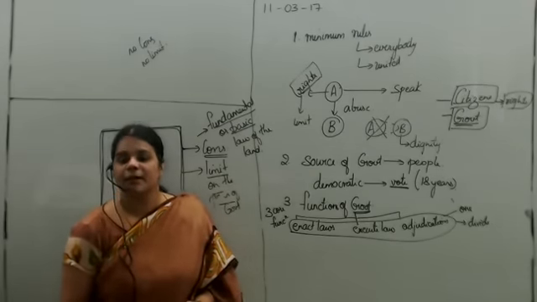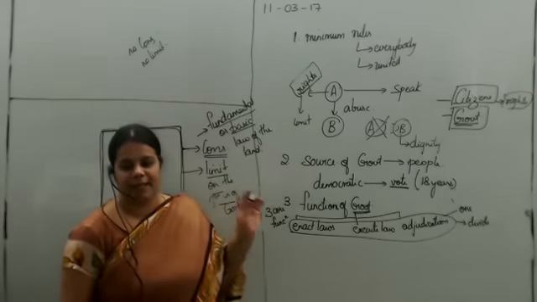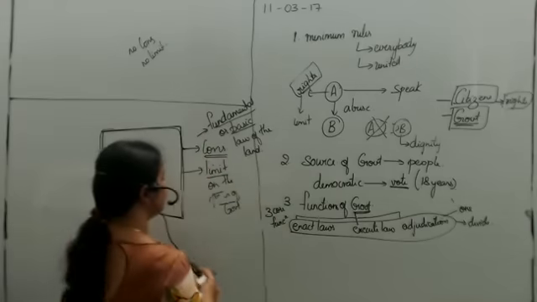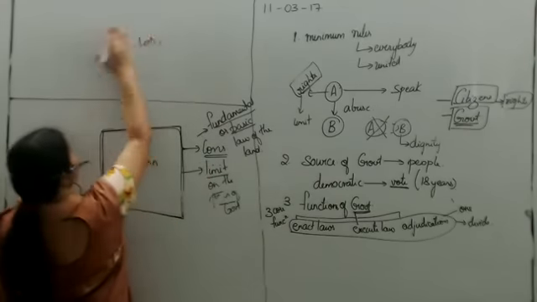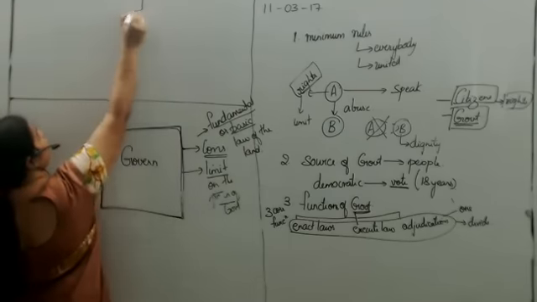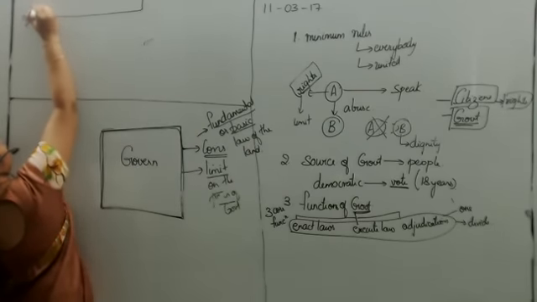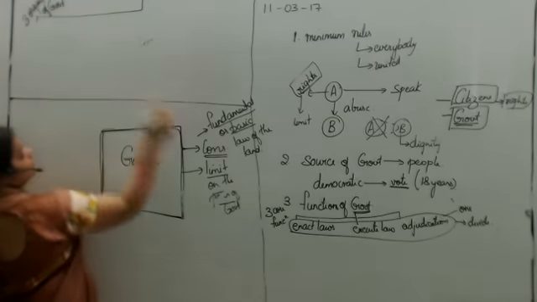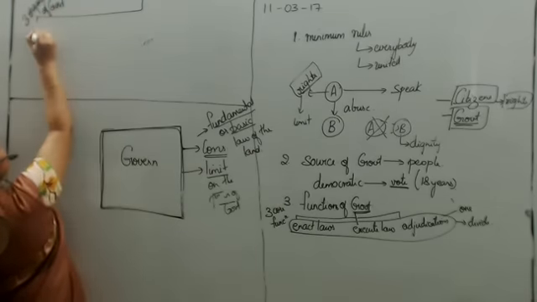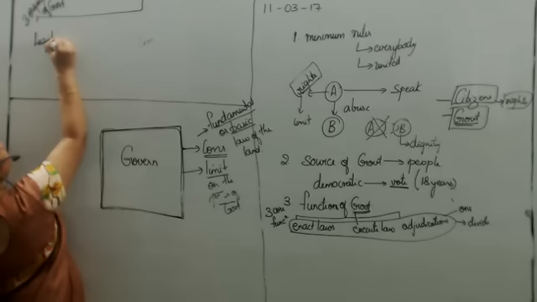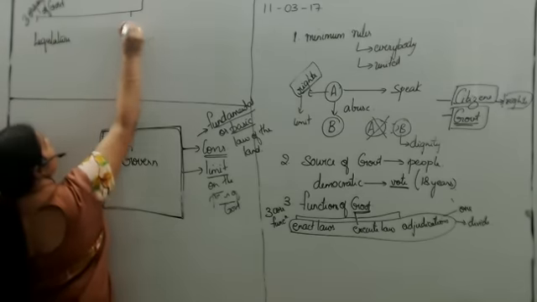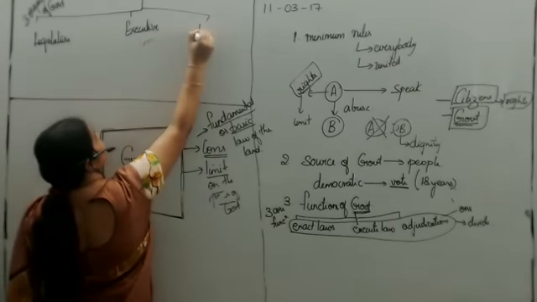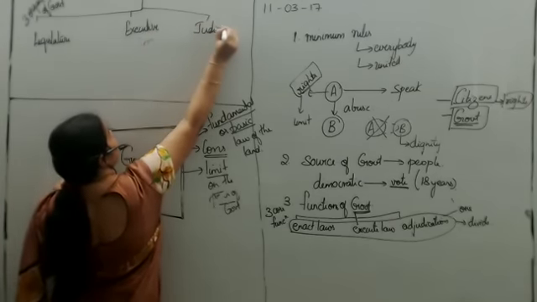If you give everything to one person, inevitably there will be misuse of power, isn't it? That is the reason why it is divided. Now, how is it divided? I'm writing it here. It is divided in the form of three organs of government. The first function will be done by the legislature. The second function is performed by the executive, and the third function is performed by the judiciary.